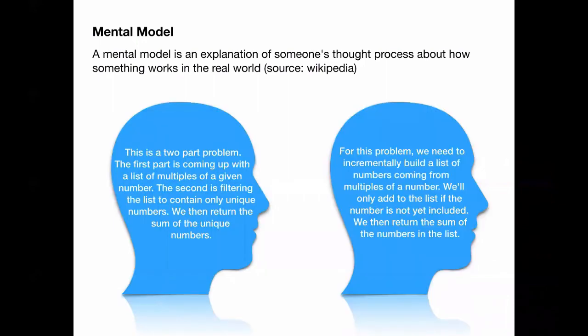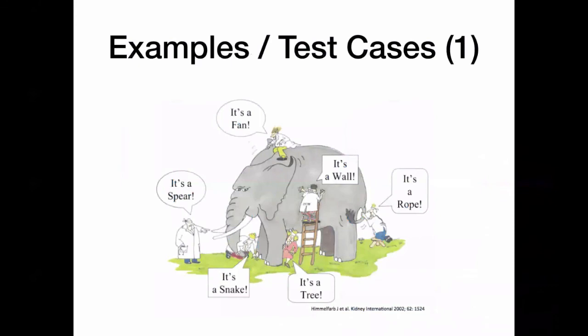So that's essentially the end, or at least one way to close out understanding the problem. At least from my perspective, it's good to have a summary of it, and typically a mental model is one representation of that. So the next step is the examples or test cases.